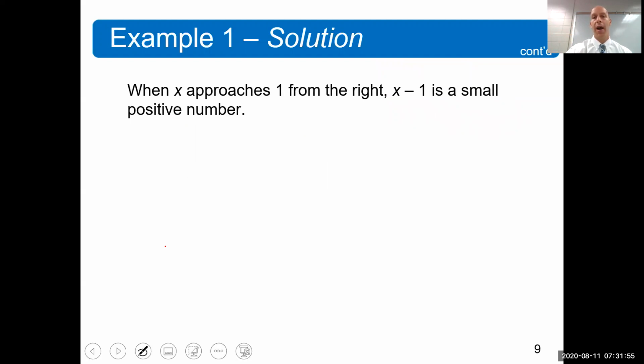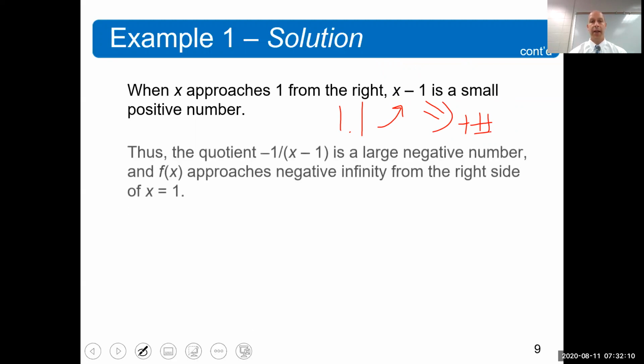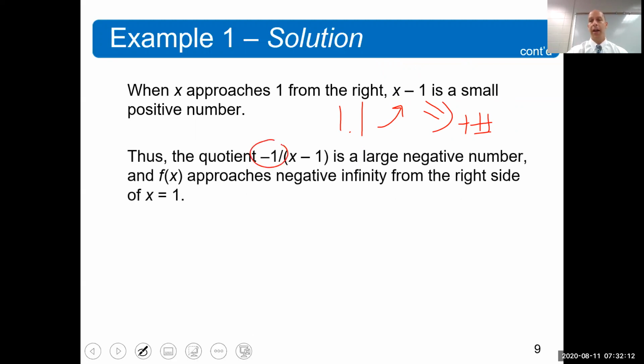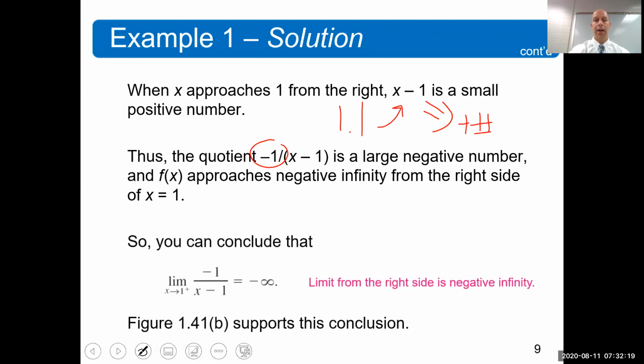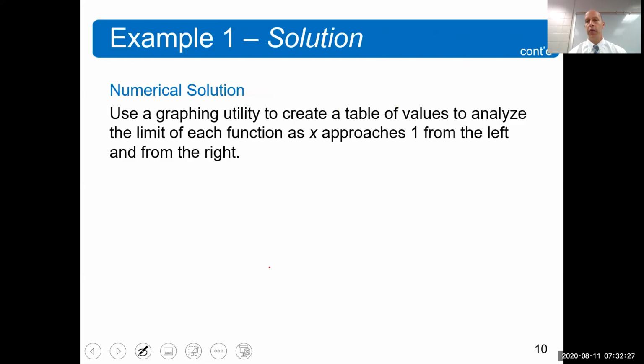When we come in from the right, so if I get a number that's slightly bigger than 1, like 1.1, and I put it in here, this is going to produce a small positive number. Now the numerator, remember, is a negative number. It's -1. So we're taking a negative divided by a positive, which is a negative. And it's getting smaller and smaller on the denominator. So this is going to make a negative infinity limit.